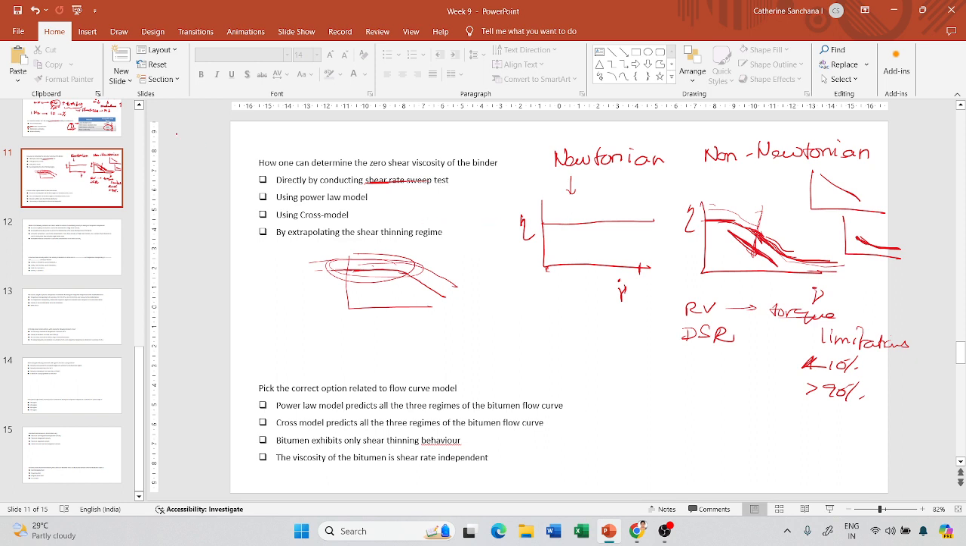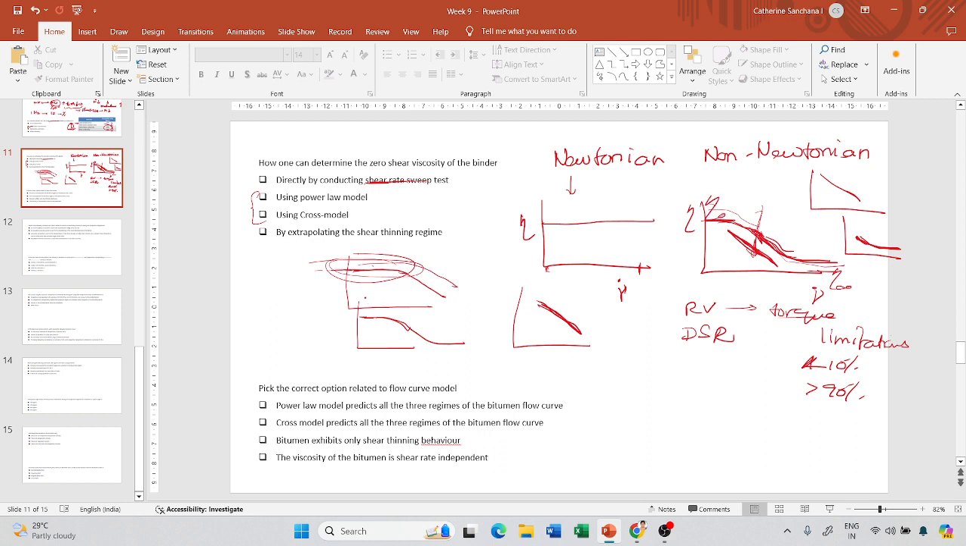Now there are two models. One is a power law model and the other is a cross model. A power law model can be used to predict only this shear thinning regime, whereas a cross model can predict all the three regimes: the zero shear regime, the shear thinning regime, and the infinite shear regime. So this is infinite shear and this is zero shear.